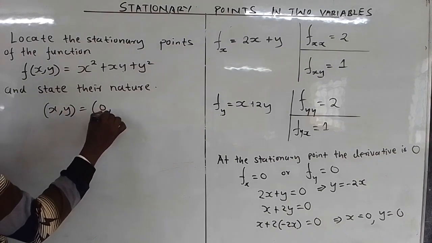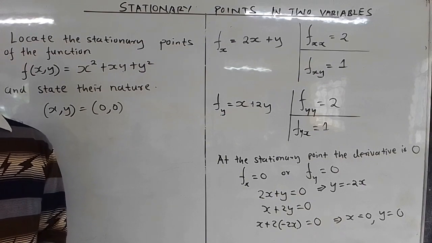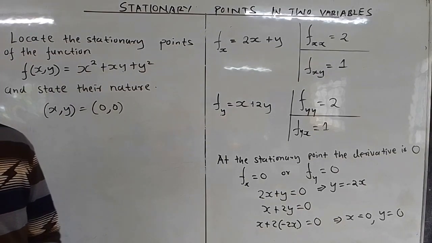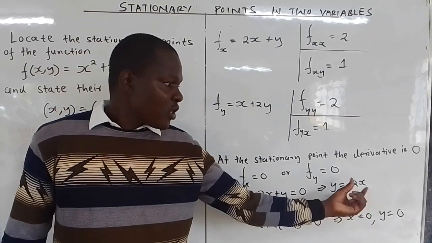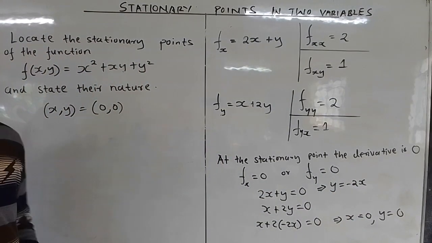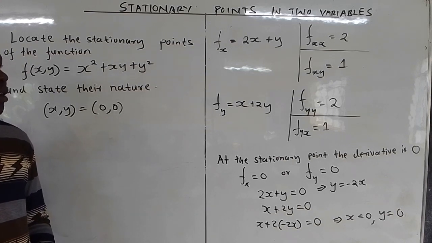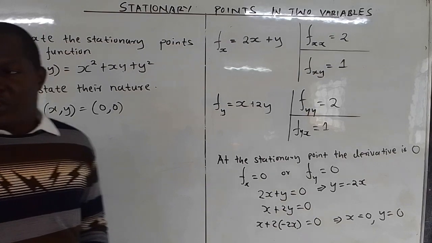So you know a point is in the form (x, y). So it means that the stationary point is the point (0, 0). Are you seeing that? You determine that stationary point. Once you found the x value, you substitute it in the other equation to get the corresponding y value so that you have your coordinates, isn't it? So this is the stationary point you are looking for. The stationary point here is the point (0, 0).